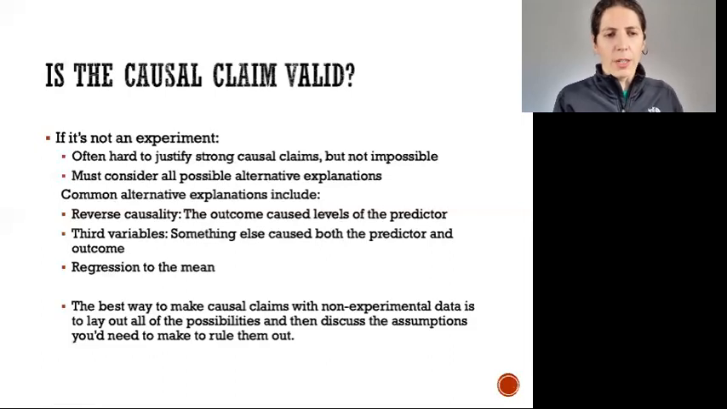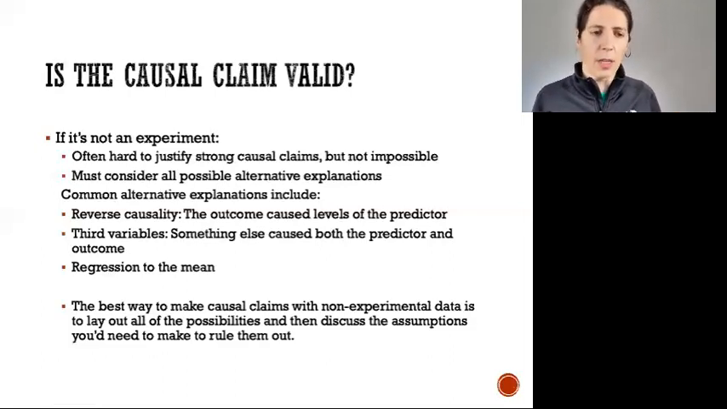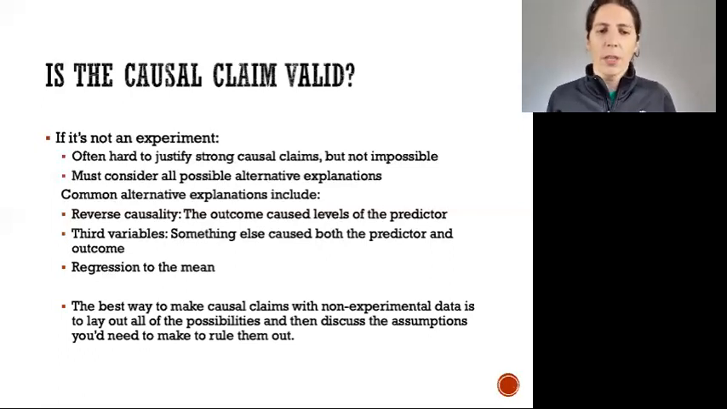So if you're in the context of a non-experimental study, an observational study or correlational study, the best way to make causal claims is to lay out all the possible explanations or paths for explaining the relationship between X and Y, and then discuss the assumptions you'd need to make to rule out all the other causal explanations besides the one you're claiming. So in that paper I picked on earlier about marital histories and subjective well-being, the authors actually did do this in the paper.